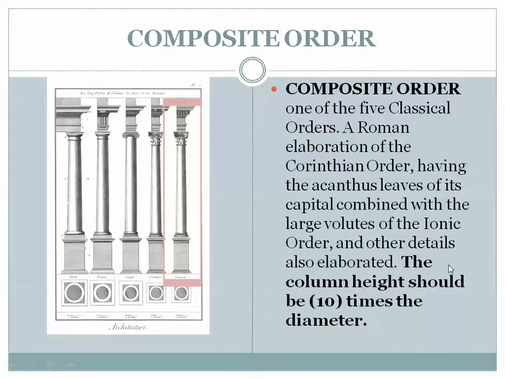Remember, if you are interested in architecture, in particular if you want to know a bit more about columns, you should know that the mathematical way of calculating is that the column's height should be 10 times the diameter. Perhaps you remember this from studying classical art in year 1.